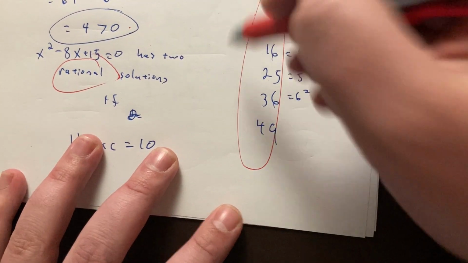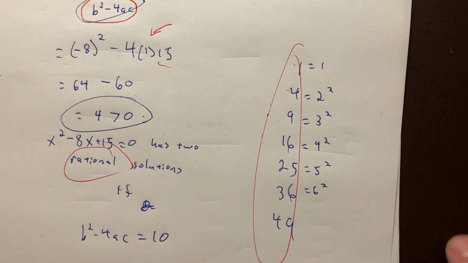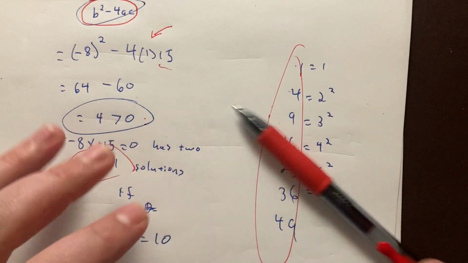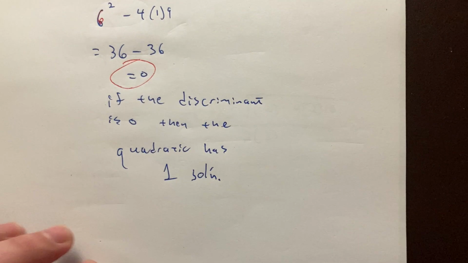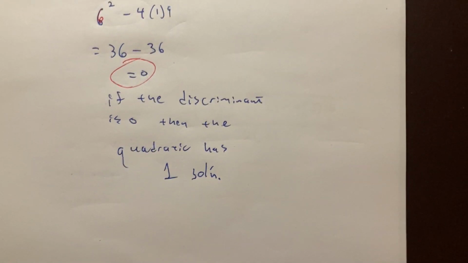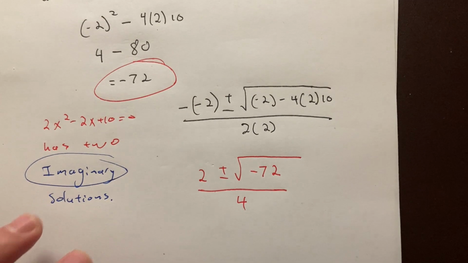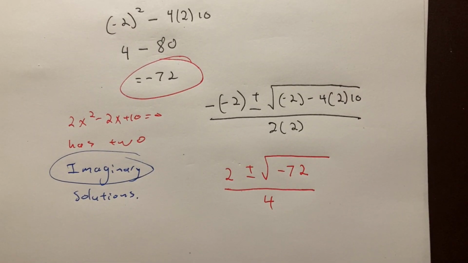As long as your discriminant, b squared minus 4ac, is not some perfect square, you have two irrational solutions. If your discriminant is 0, you will have one solution. If your discriminant is negative, you have two imaginary solutions.